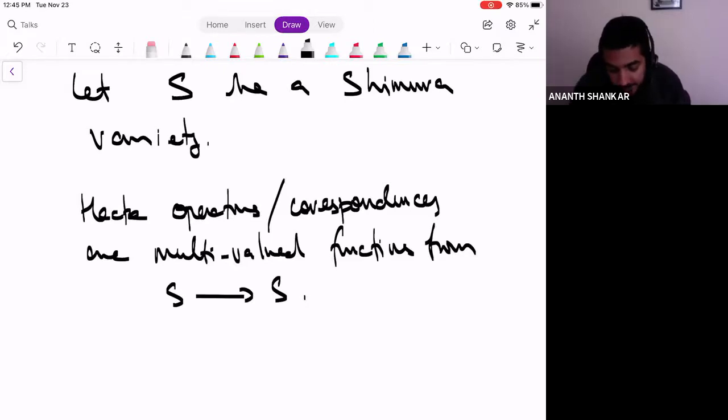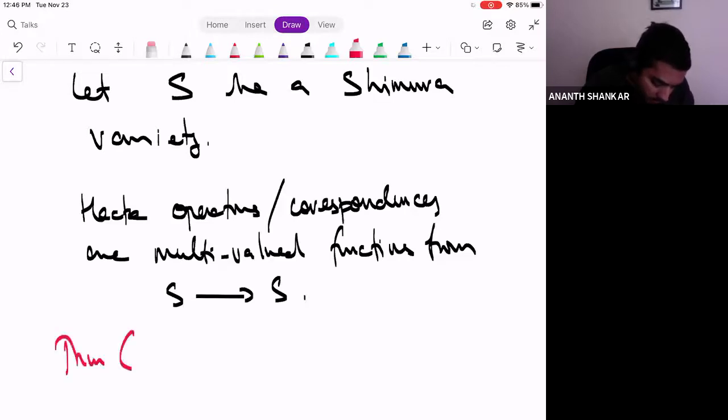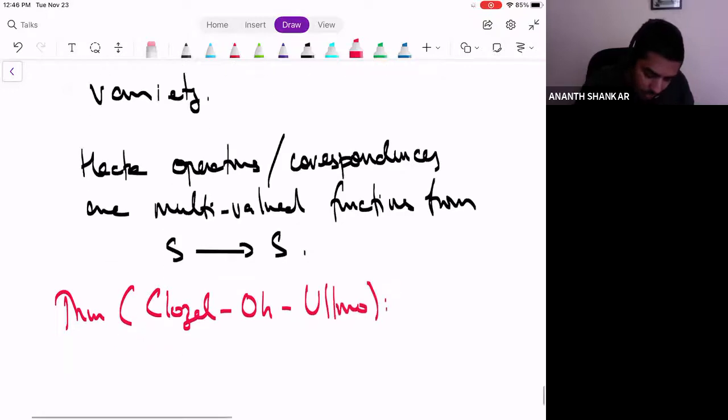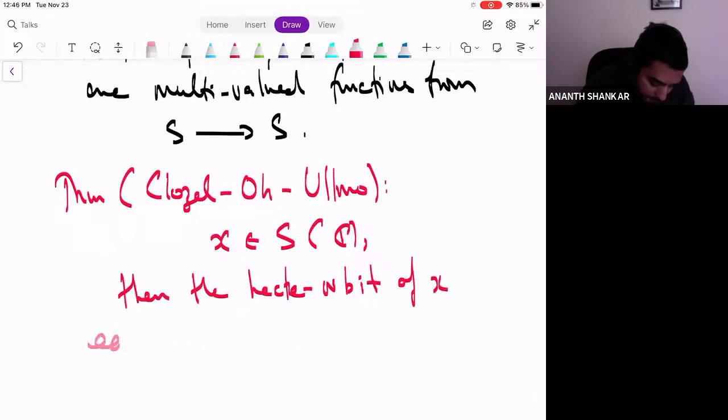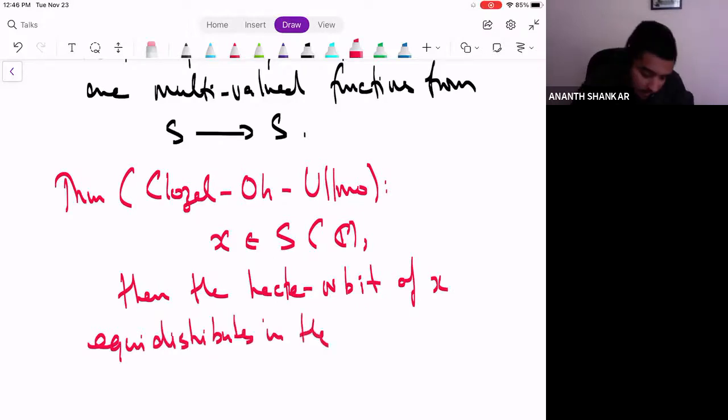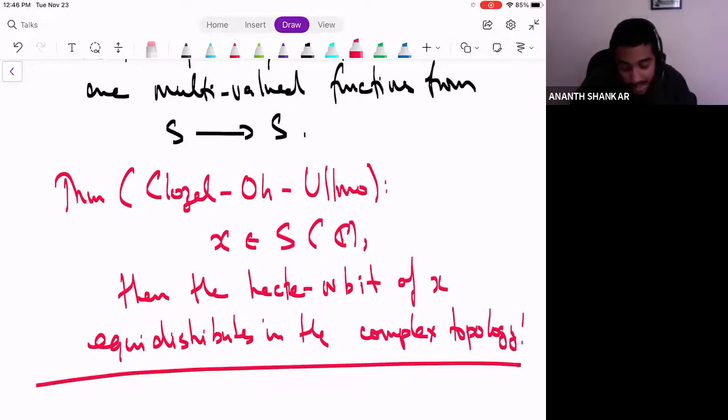And it's been a question of great interest to study the distribution of the Hecke orbit of a point. And it's a beautiful theorem due to Clozel and Ullmo, which says the following. If you start off with a complex valued point of a Shimura variety, then the Hecke orbit of your complex point equidistributes in the complex topology. So it fills out your Shimura variety. Well, what happens mod p?